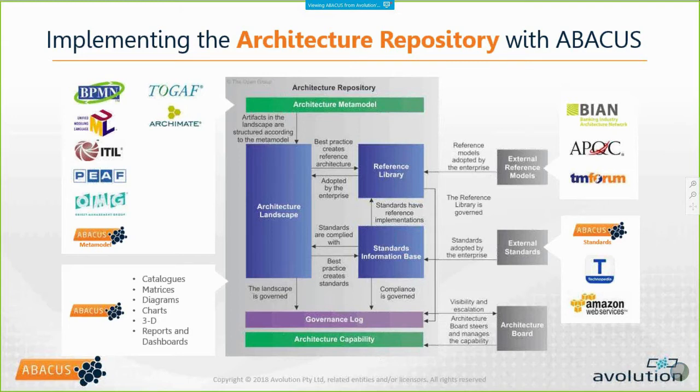So we ship ABACUS with a certain number of preloaded standards, but because there's a huge amount of software out there potentially, we also have connectors to things like the Technopedia library. And Technopedia is a vast library of standard technologies which you can automatically import into ABACUS and use to start to map to your architecture to understand where your organization is consuming those standard technologies within its architecture.